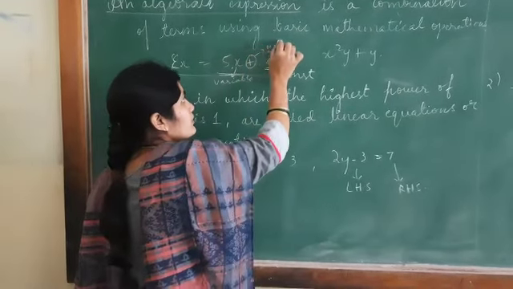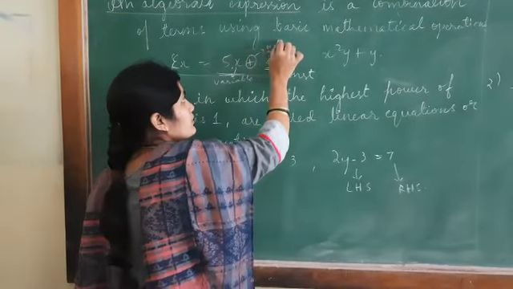Equations in which the highest power of the variable is 1 are called linear equations or simple equations. That means the variable should have the highest power of only 1. It should not be x raised to 2 or x raised to 3. If the power is not given, it refers to power 1. So, x plus 5 is equal to 3, and 2y minus 3 is equal to 7. These are simple equations or linear equations.